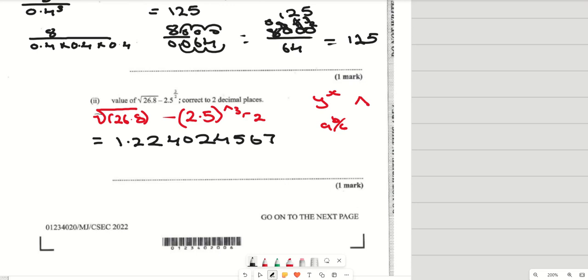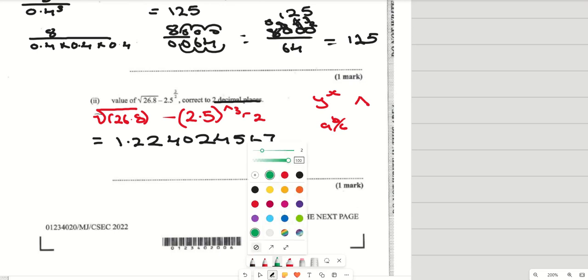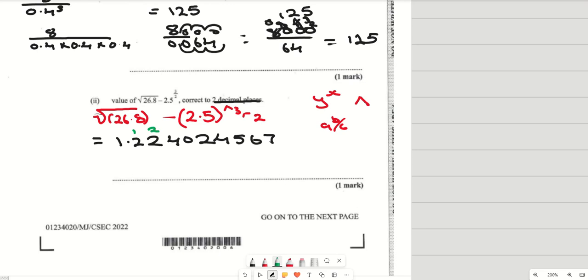1.224024567. But they told you to put the answer correct to 2 decimal places. So we're going to count 2 digits after the decimal point, 1, 2. So a line is going to be drawn between the 2 and the 4. The number after the line that is drawn is less than 5, so the number stays as is. So this is going to be 1.22 to 2 decimal places. And that would be the answer for part 2.